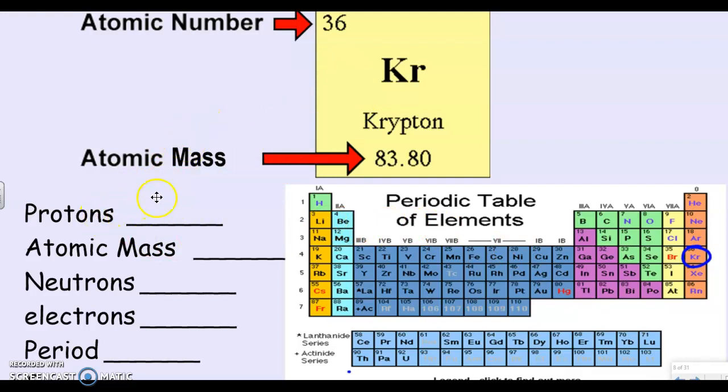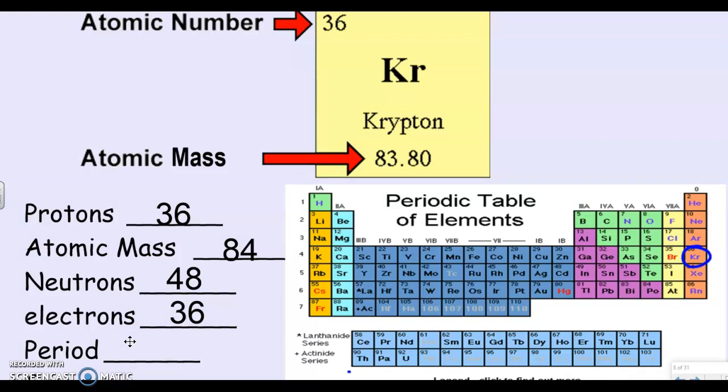We know already the protons is the same as the atomic number. The mass is given as 83.8, which we'll round up to 84. The neutrons is simply subtracting those two numbers, because protons plus neutrons equals the atomic mass. Remember, electrons are negative. We're going to balance the number of electrons with the number of protons.